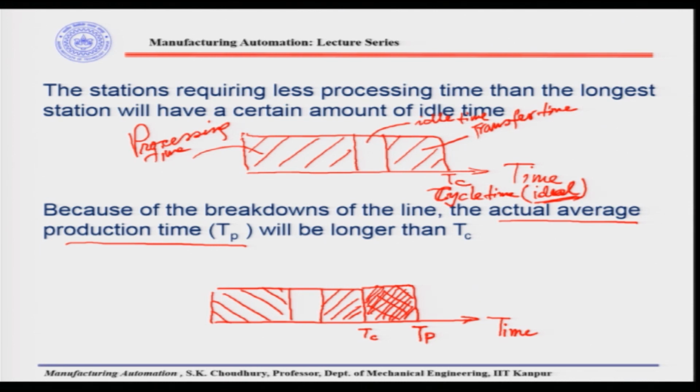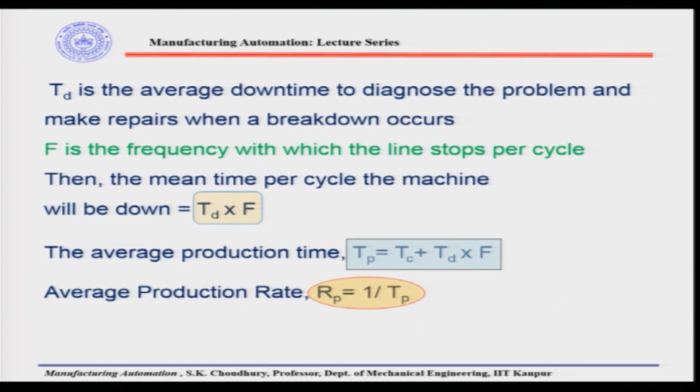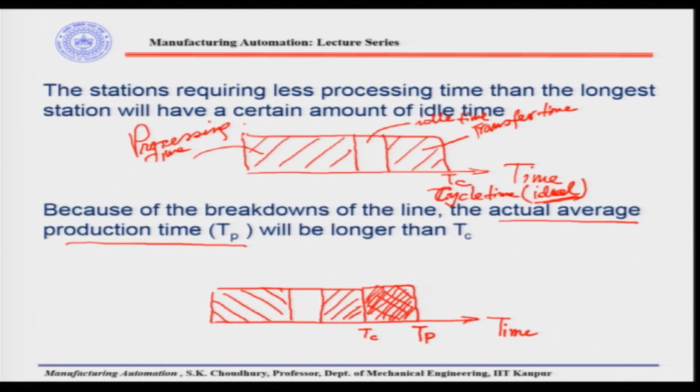Okay. Now, let us say that Td is the average downtime to diagnose the problem and make repairs when a breakdown occurs. What we mean is that in the line, when the line is working, certain breakdowns happen, and for that breakdown there should be some operator or technician who will take care of it, diagnose it, and then correct it to rerun the machine, and let us say that takes this much time.